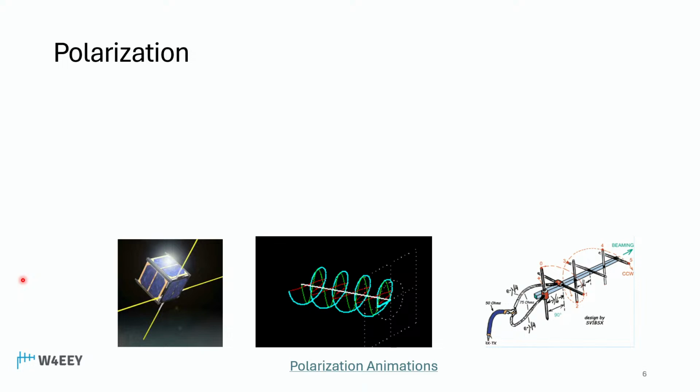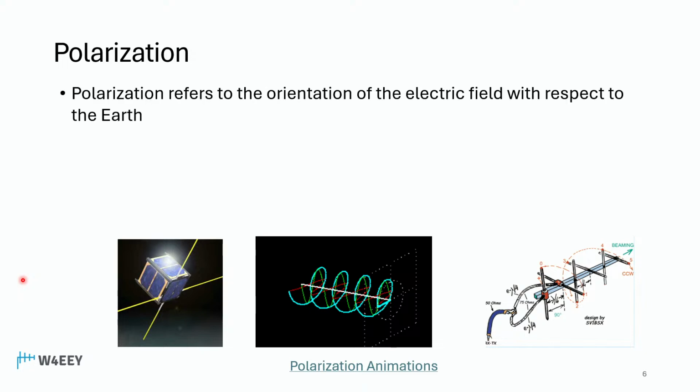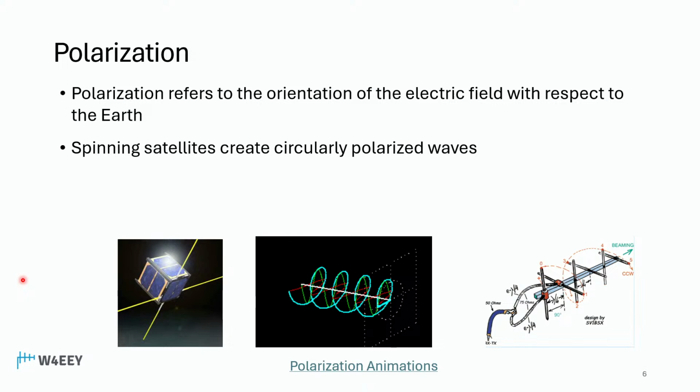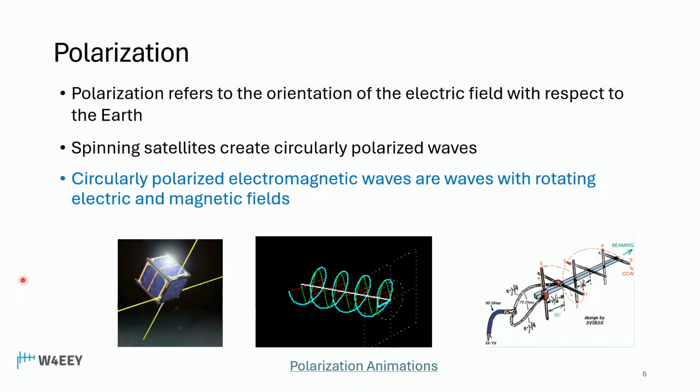So polarization, we've got several different flavors. As I mentioned before, it refers to the orientation of the electric field with respect to Earth. Spinning satellites create a special case for us. They create circularly polarized waves, and we can simulate that on the ground by the way we connect an antenna.